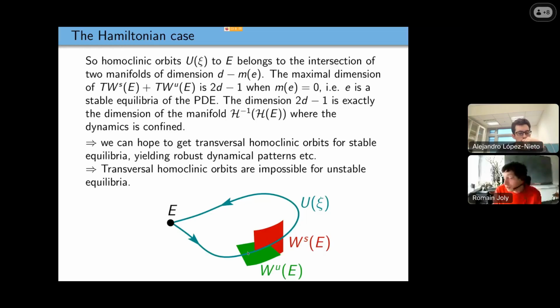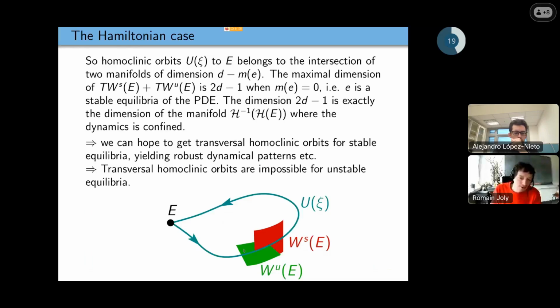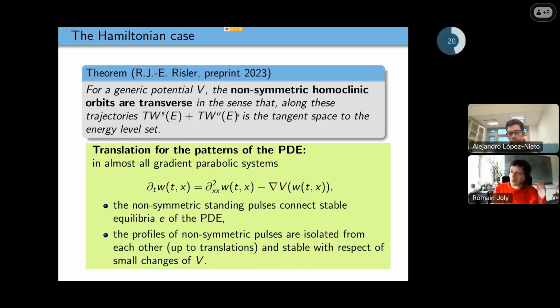So what we will do actually is to prove this kind of transversality, and I will explain why there is some consequence for the patterns of the PDE. Okay, so this is the dynamical point of view for the ODE. So what we can prove is that for a generic potential, the non-symmetric homoclinic orbits are transverse, in the sense that, again, you have this picture where the tangent spaces of the unstable and stable manifolds intersect transversally inside the level set. Okay, so this is a result, but just for non-symmetric homoclinic orbits. For symmetric homoclinic orbits, actually, we don't know for the moment.